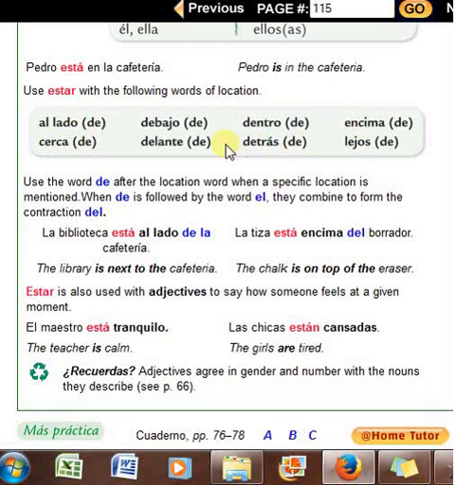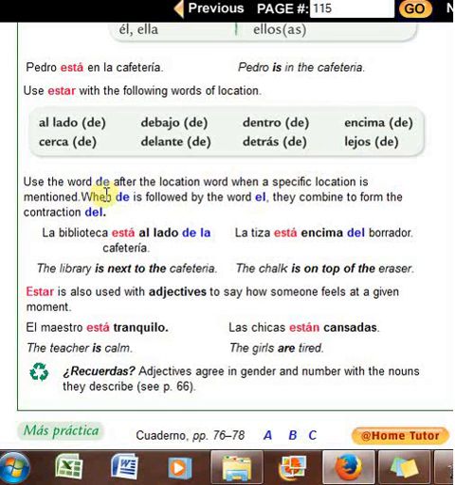These are prepositions of location. Al lado de, next to; cerca de, near, close; debajo de, under; delante de, in front of; dentro de, inside; detrás de, behind; encima de, on top of; lejos de, far from.